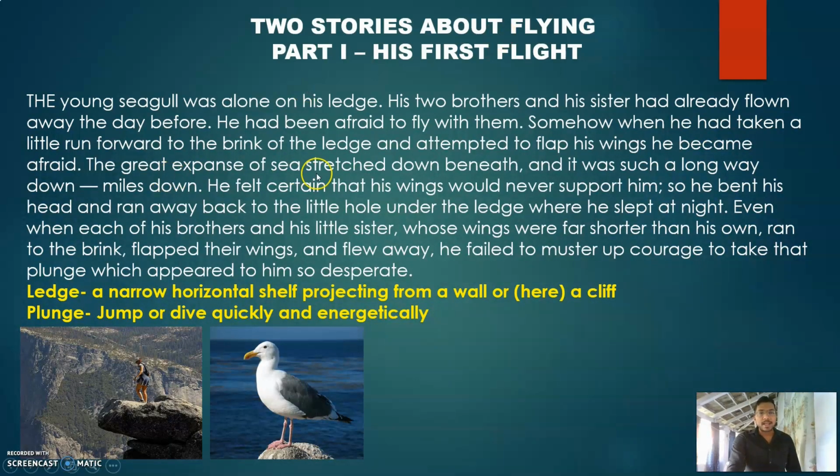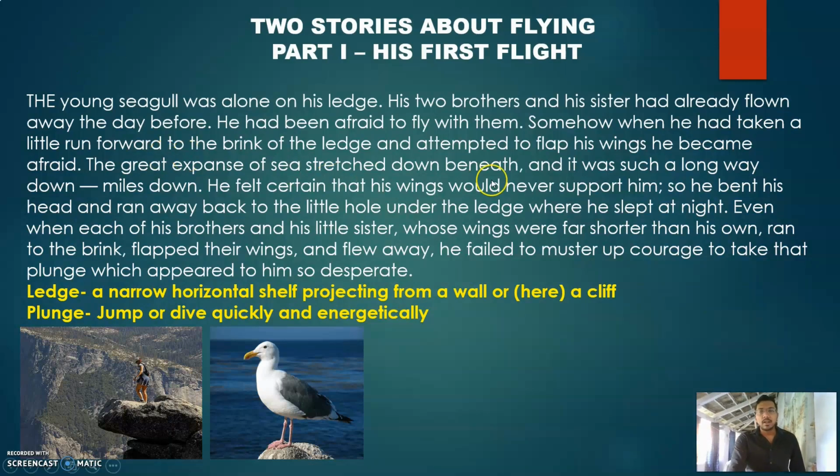The great expanse of sea stretched down beneath, and it was such a long way down, miles down. So he saw that in front there was a big stretch of green sea, and there he was sitting miles above the ground. That means he was sitting on a mountain top, and he was afraid that if he was not able to take this flight, he may fall off the cliff and he may die. And that is why he didn't launch himself towards the sky.